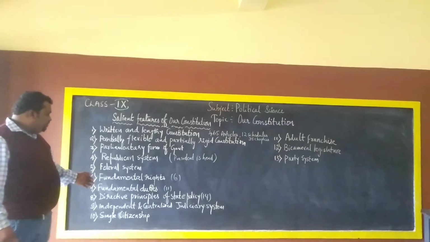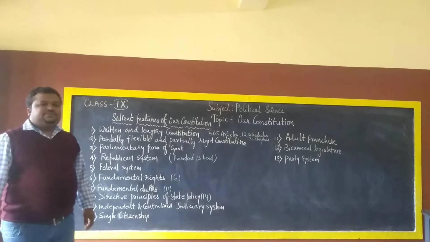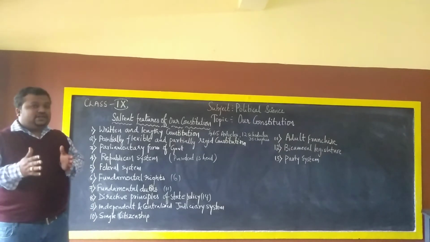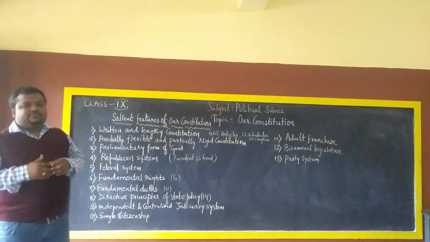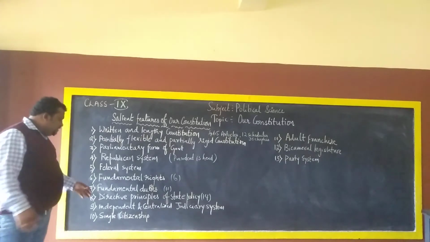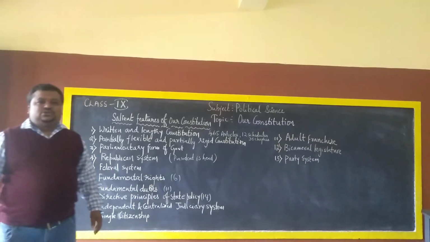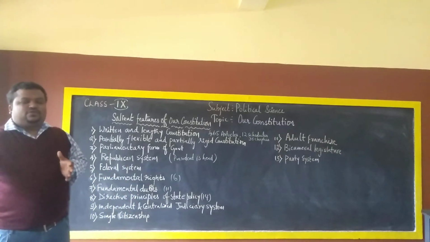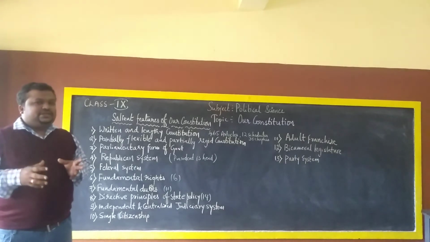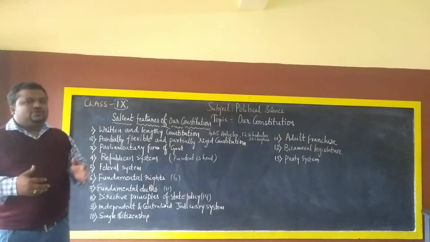Then we have the directive principles of state policy. How many directive principles of state policy are there? There are 14 directive principles of state policy, which are a must and compulsory. Everyone should abide by them. Understood? Then you can see the independent and centralized judiciary system. You all know we have different types of courts where the Supreme Court is the head of all courts. Under the Supreme Court, there is the High Court, then subordinate courts.